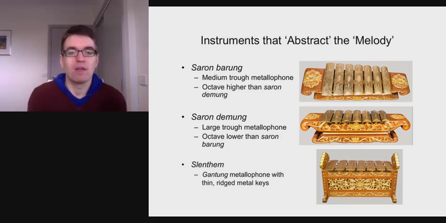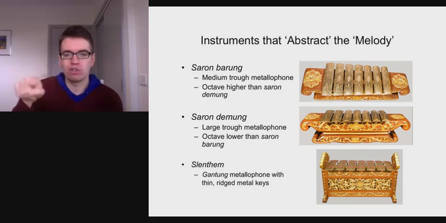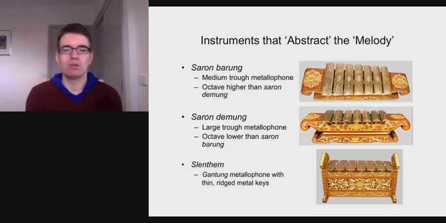Another instrument that abstracts the melody is the slenthem. And the slenthem has bronze keys, but they are slightly thinner than the keys used for the saron, and they also have a ridge, a kind of wave shape that runs across the key. This is not a trough instrument, it's called a gantung metallophone.